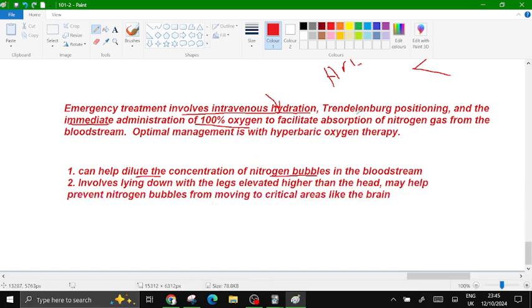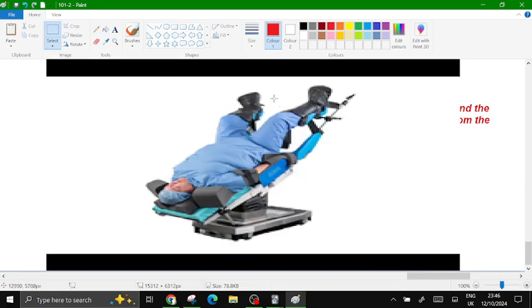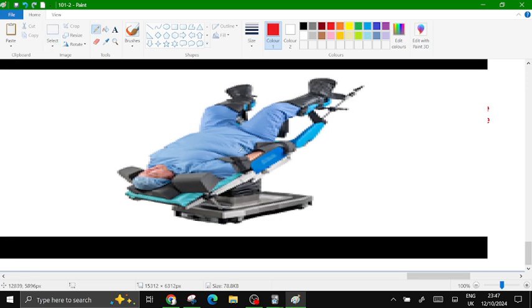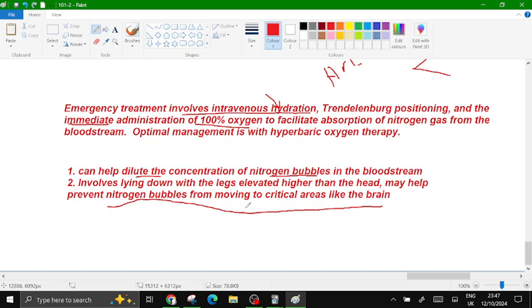And we change the position of the patient, which is called the Trendelenburg position, which is basically having the patient upside down. The reason we do this is because we want to increase the venous return to the heart. So probably the lung can get rid of these bubbles, and we can protect organs like the brain.